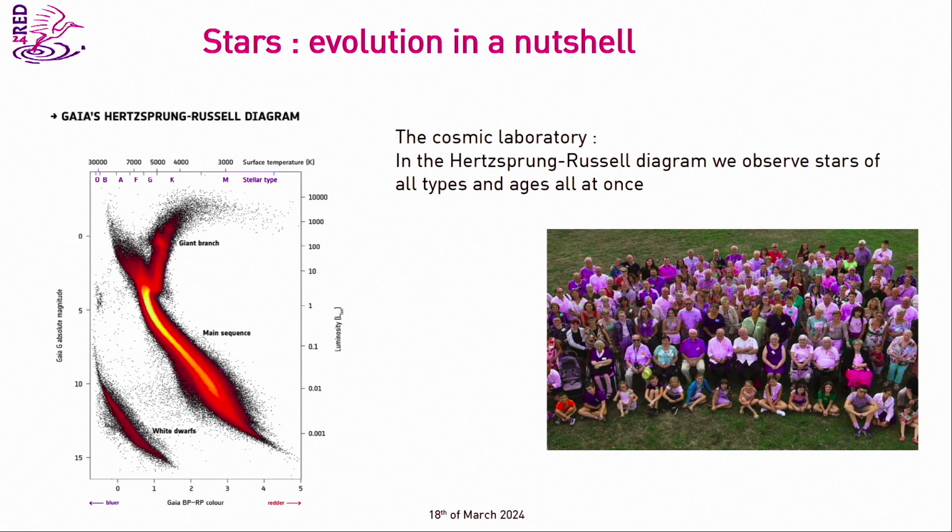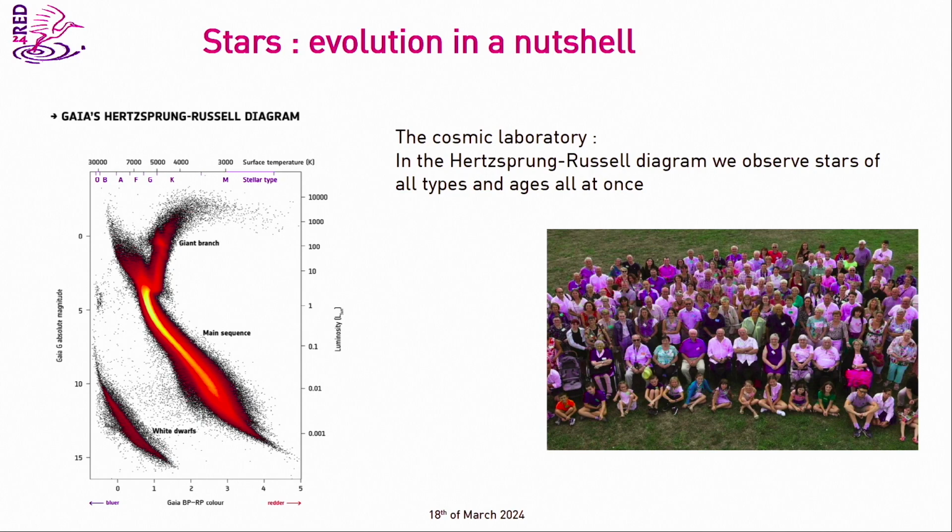When Hertzsprung and Russell did this for the first time, they weren't expecting anything. If you don't know and you look randomly at stars, you would expect a random distribution, so points everywhere. But there are not points everywhere. And they found that there's what they call a main sequence.